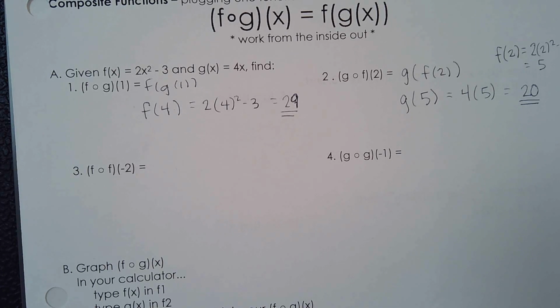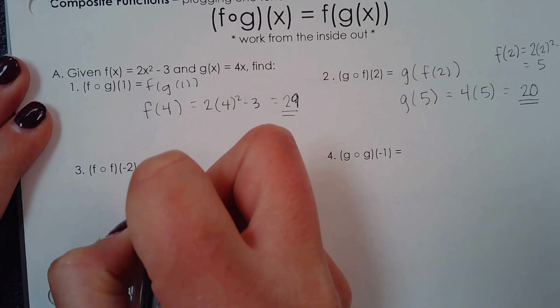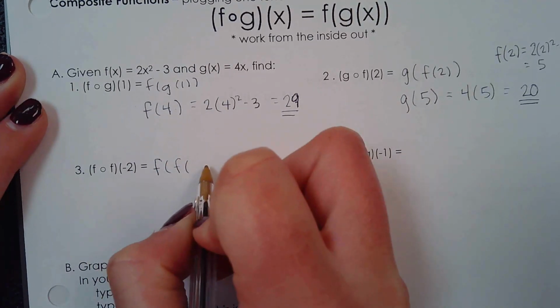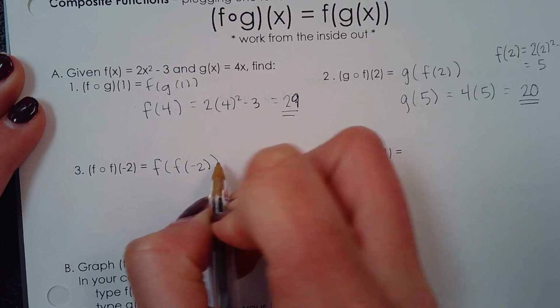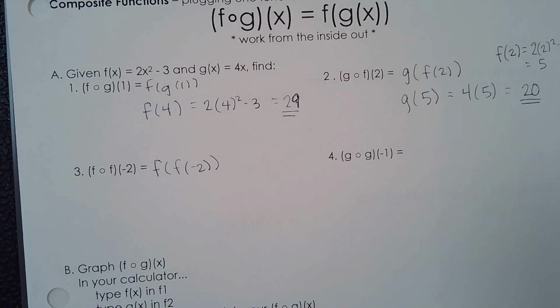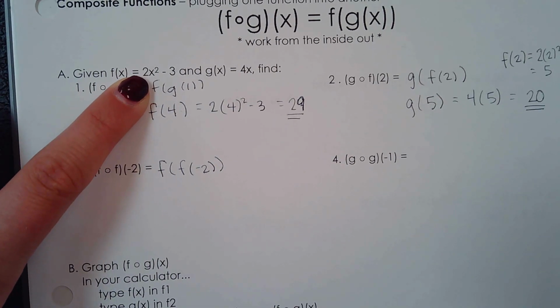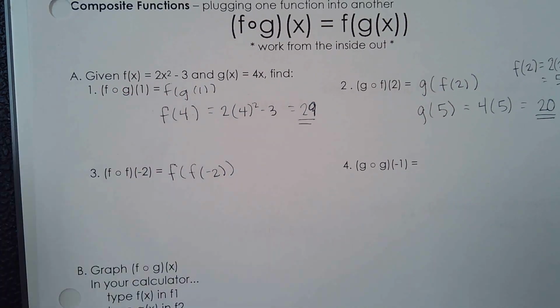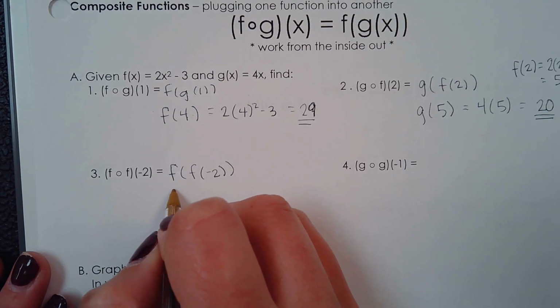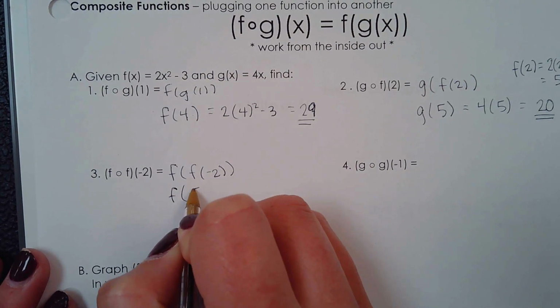All right, so the next one is f of f of negative 2. So we're going to find what f of negative 2 is, and then we're going to plug that back into the f function again. So if we plug in a negative 2, squared is still going to give you 4, times 2 is 8, minus 3 gives us 5. So we're looking for f of 5 now.